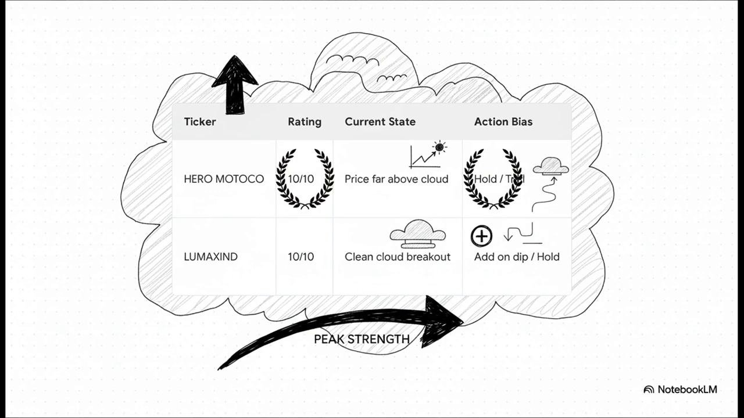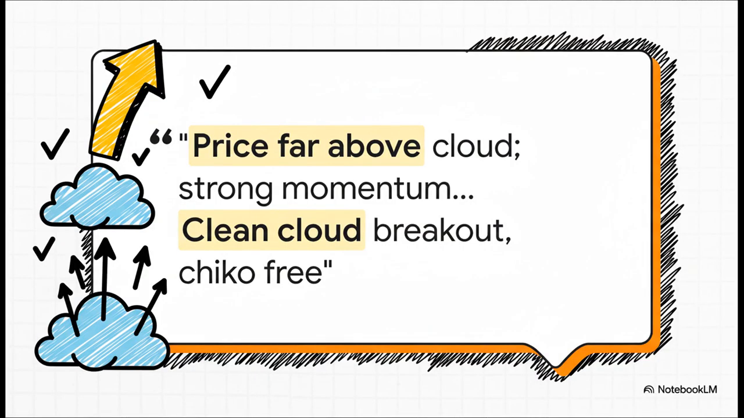So take a look at these two examples, Hero MotoCorp and Lumax Ind, both scoring a perfect 10. You'll notice their current state descriptions are really brief and confident, and the action bias suggests holding the position, or even adding to it. This is exactly what peak strength looks like on the scorecard. The language is a perfect illustration. You see things like price far above cloud. What does that mean? It just means the price is well above a key support zone. Or clean cloud breakout, meaning it's decisively moved higher. The language is confident and super clear. There's no maybe or if in these descriptions.